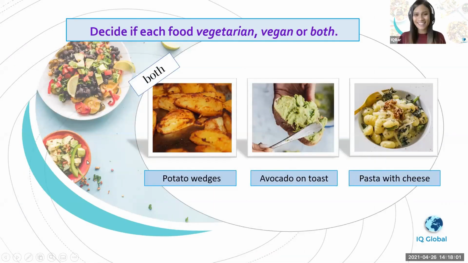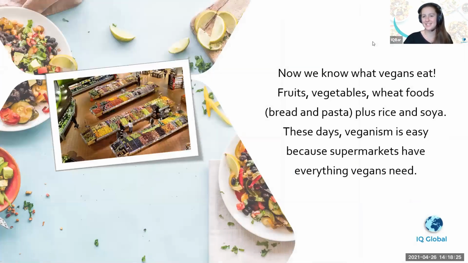Lovely answers. Yes, potato wedges are both. Many of the comments said both. Good. Avocado on toast is also both vegetarian and vegan, and pasta with cheese, definitely not vegan. Remember, vegans don't eat any dairy, so that is a vegetarian dish. Well done. Perfect. Awesome. Good answers.